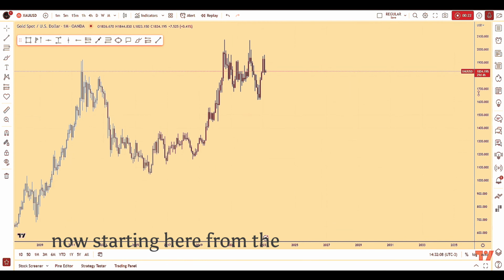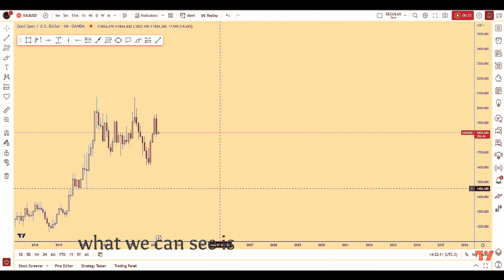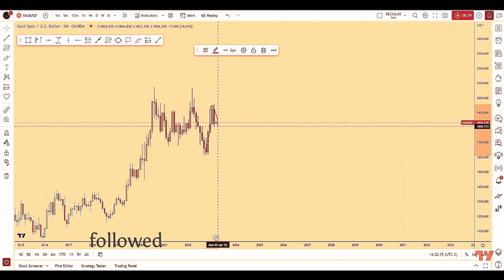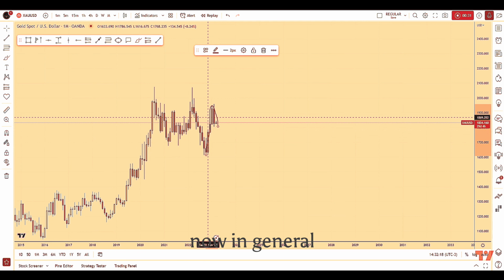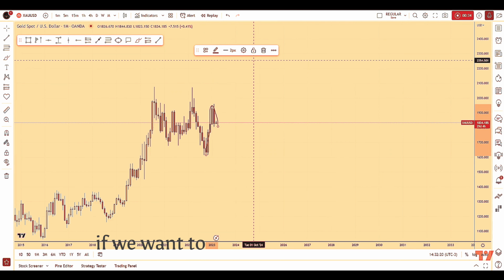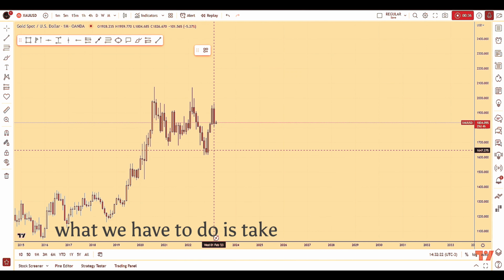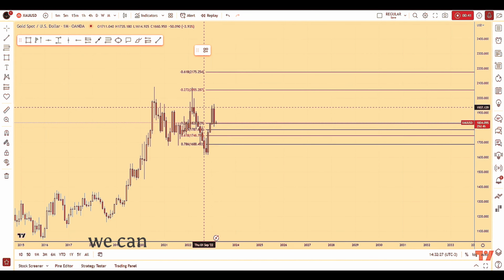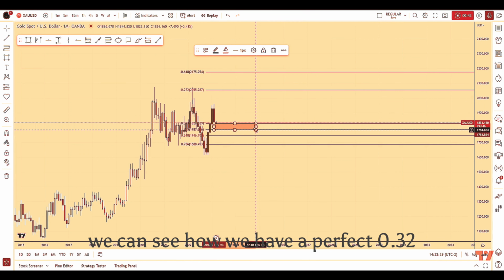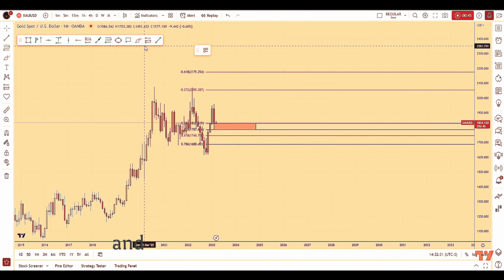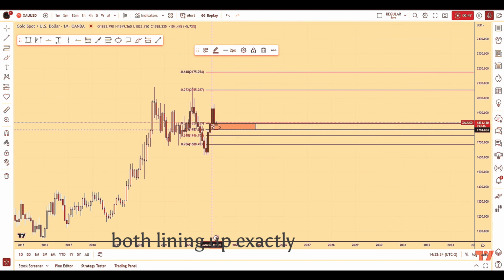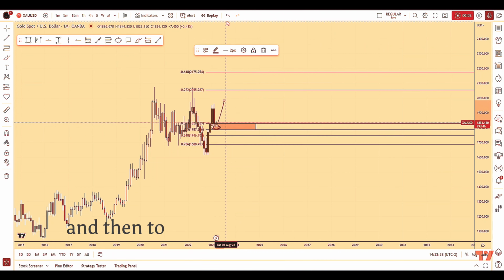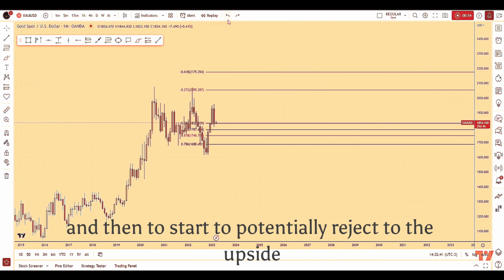Now, starting here from the monthly time frame, what we can see is that we have a market which has just created a very strong impulse to the upside, followed by the start of this correction. Now, in general, after an impulse, if we want to measure the correction, what we have to do is take a Fibonacci from the low to the high of the impulse. And if we do that, we can see how we have a perfect 0.382 and 50% Fibonacci retracements, both lining up exactly at this area, which we did in fact expect the market to test and then to start to potentially reject to the upside.